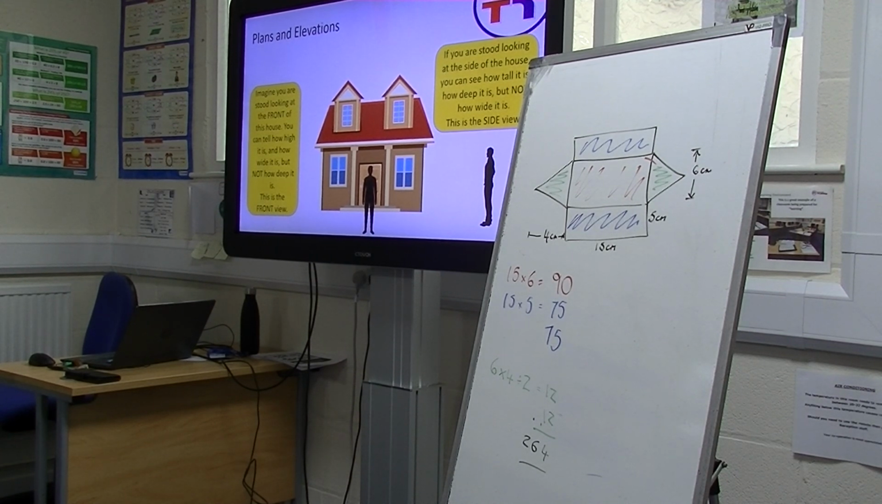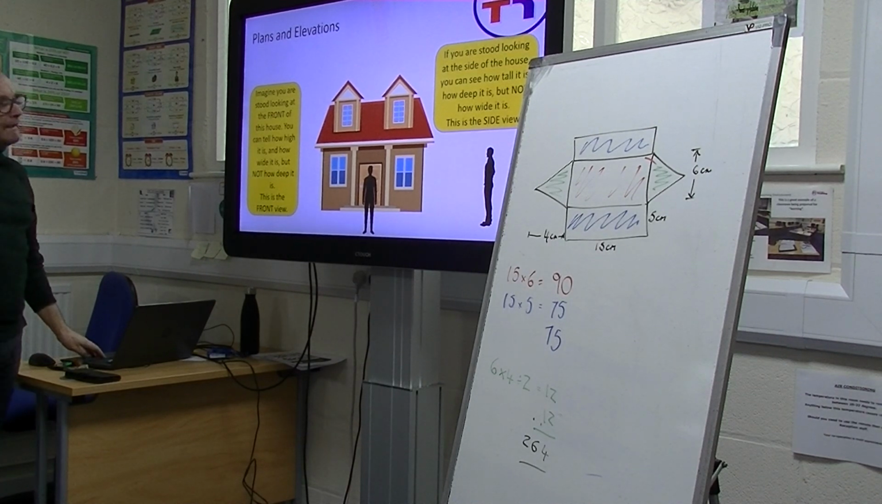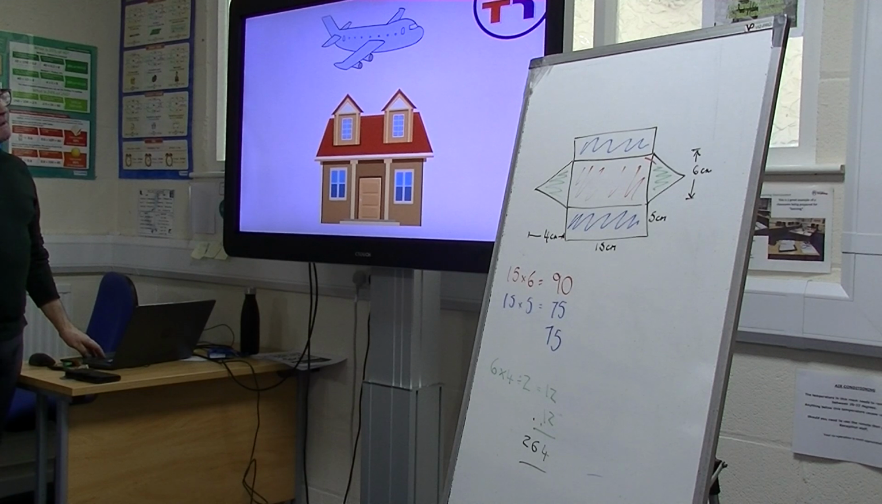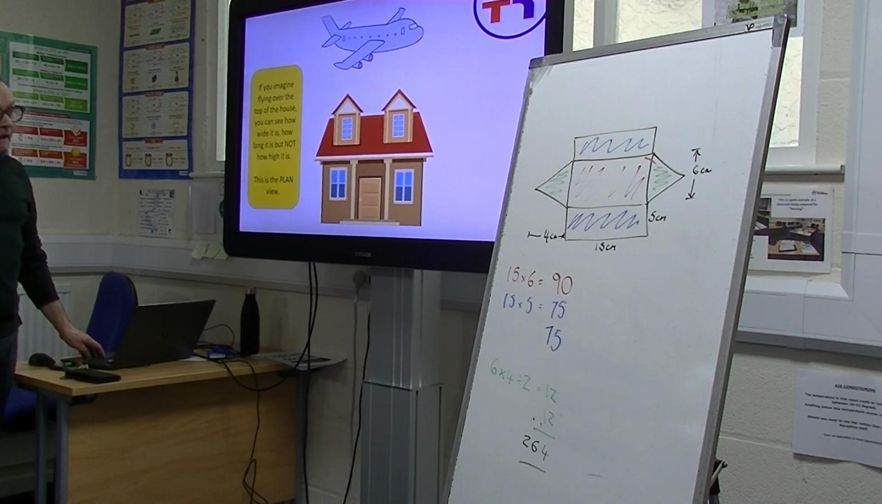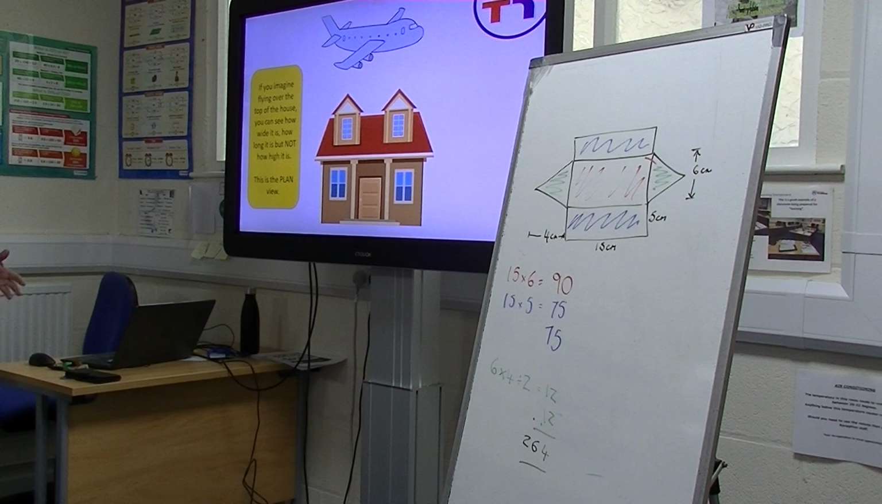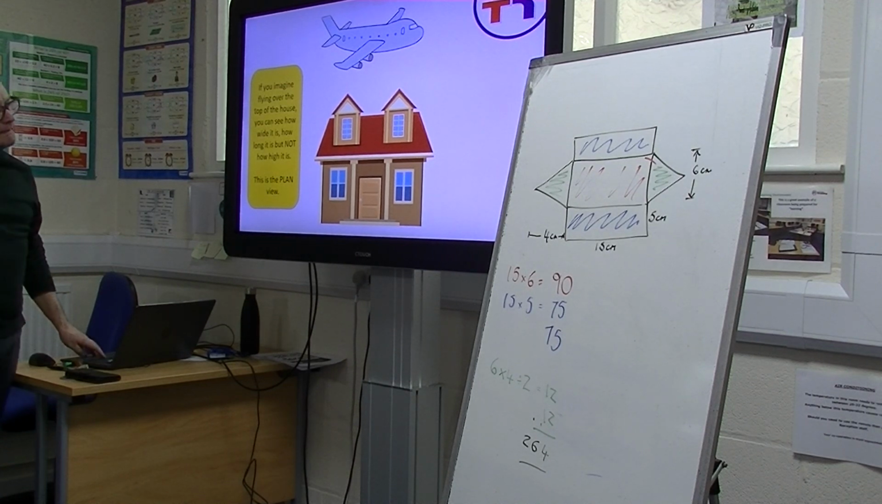Okay? And that's what you've got to be able to picture if you see one of these that says draw the front elevation, draw the side elevation, or which is the side, which is the front, which is the plan, etc. Yeah? There you are, flying over the top of it. If you imagine flying over the top of the house, you can see how wide it is and how long it is, because it will just look like a rectangle or a square, but you can't tell how high it is. Yeah? Many times when you've flown over things and you've wondered how tall that building is, you can't tell. It just looks like a box on the floor. And that's the plan.